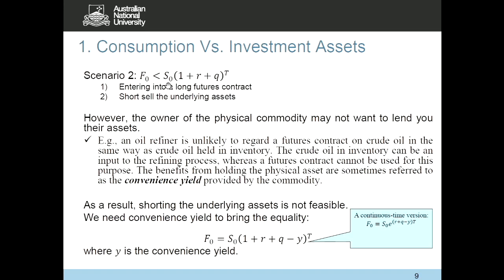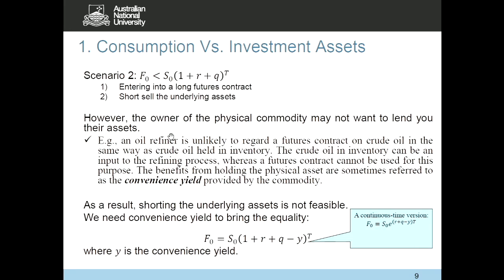So this time, the futures contract's underlying asset is still a barrel of oil, so a consumption asset. The futures price this time is underpriced. Now you'll be thinking, perhaps I can pull off the same trick. Perhaps I can enter into a long futures contract, commit myself to buy a barrel of oil at this underpriced capital F. Then I can short sell the underlying asset.